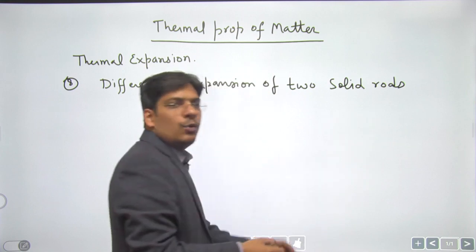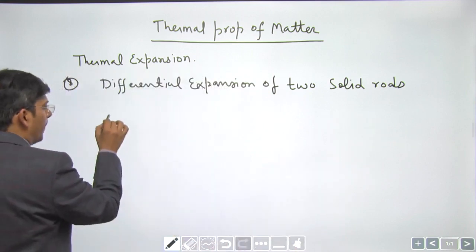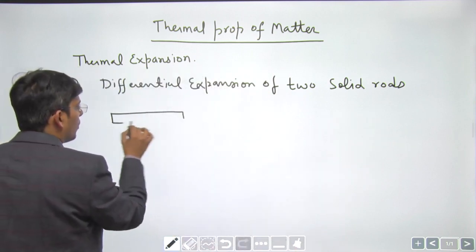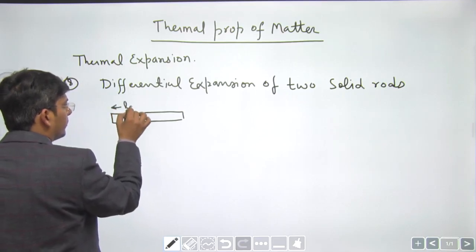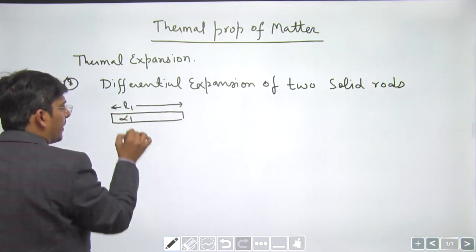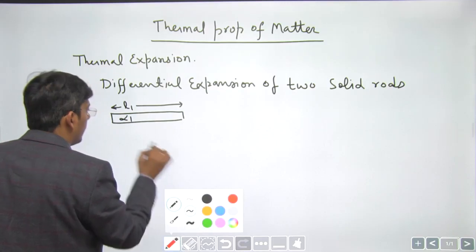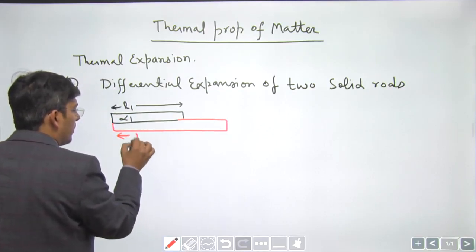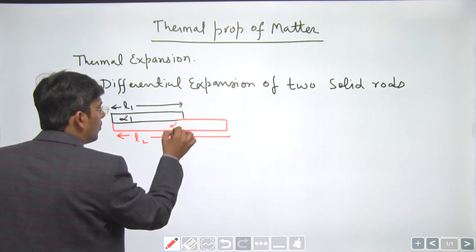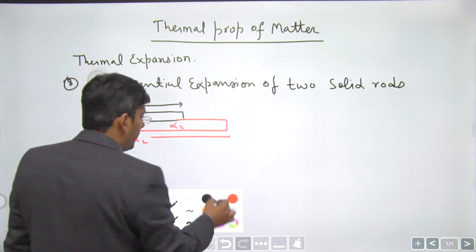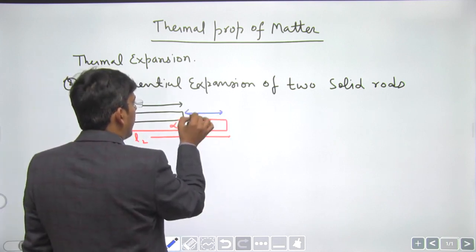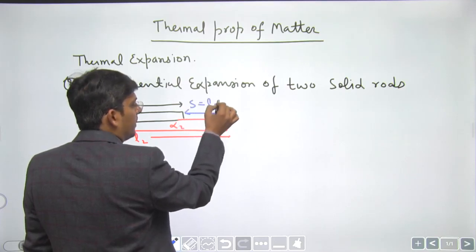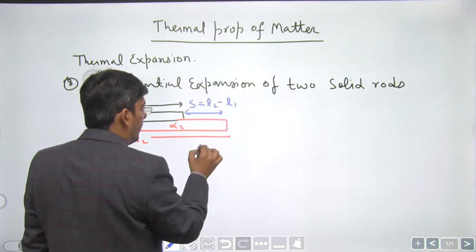So suppose you have two solid rods, right? Length of one rod is L1, linear expansion alpha 1, right? And another rod of say length L2, coefficient of linear expansion alpha 2, right? The difference between their length is L2 minus L1 at some temperature, say theta 1, right?